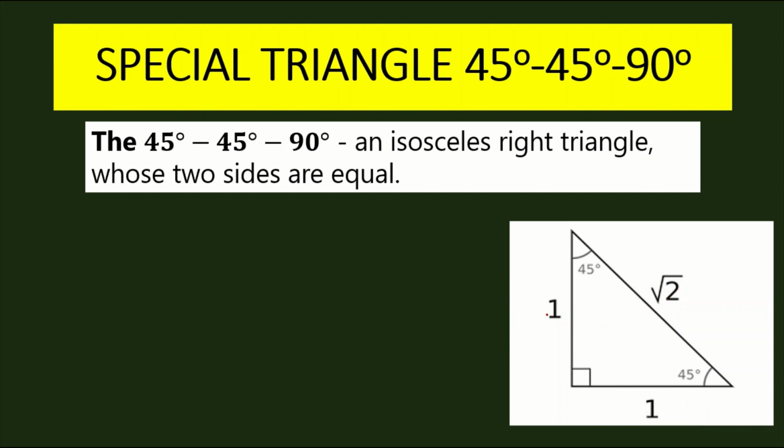Another example, kapag ang measurement ng isang side ng right triangle, isosceles right triangle is 3, so of course, dapat dito rin ay 3. And ang measurement dito sa ating hypotenuse is 3 square root of 2. Okay, pwede nyong ma-prove yan sa pamamagitan ng paggamit ng Pythagorean theorem. Okay, that is c squared equals a squared plus b squared.